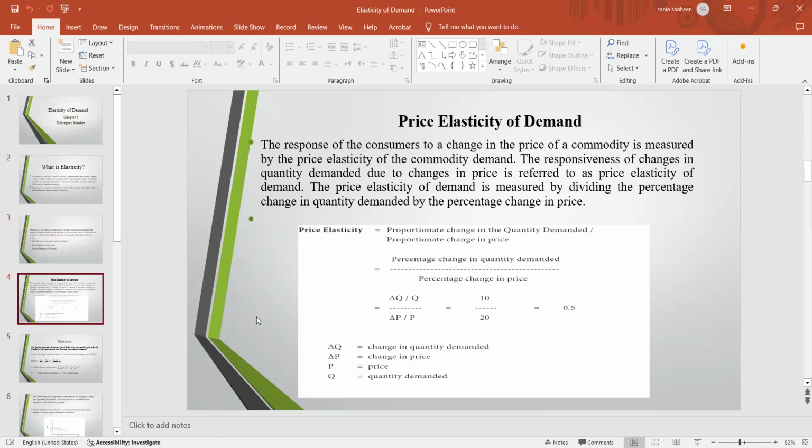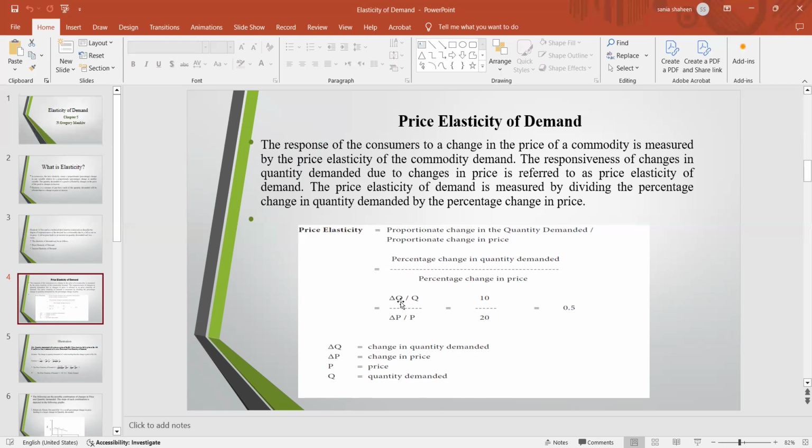So, how can we calculate the price elasticity of demand? Basically, we calculate it by dividing the percentage change in the quantity demanded by the percentage change in the price level. Using this formula, we can calculate the price elasticity of demand. In the mathematical context, we can calculate the percentage change in the quantity demanded by taking the change in Q divided by the initial quantity demanded, using delta Q.